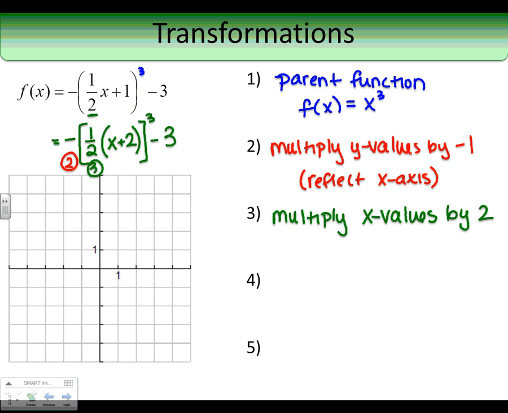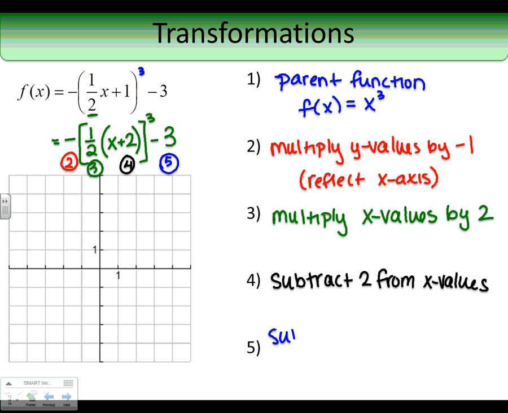Then we have this 2 here. That's on the inside, so it's opposite of what you see. So we're going to subtract 2 from the x values. And lastly, we have that minus 3 on the outside. So we subtract 3 from the y values.